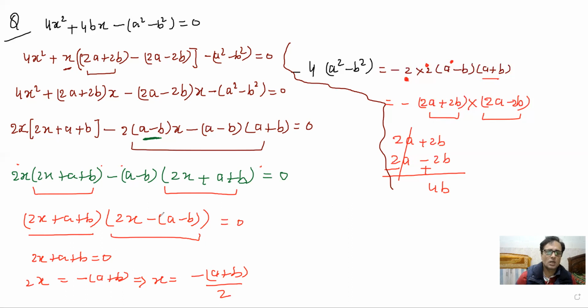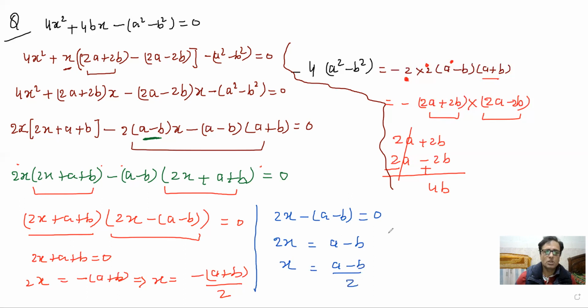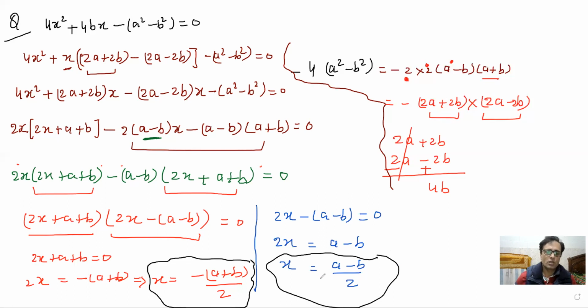Let's change the color for the other answer. Here we are writing 2x minus, in a bracket, a minus b is equal to 0. So 2x is equal to a minus b, and from here x is equal to a minus b upon 2. These are the two answers of the question, and let's highlight them. We have highlighted them so that an examiner can see what we have written, what our final answer is.